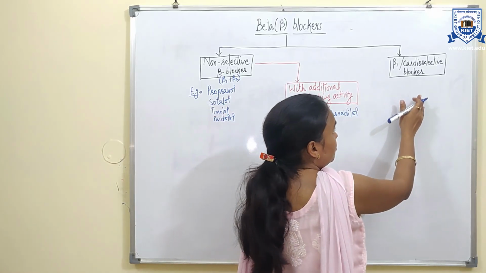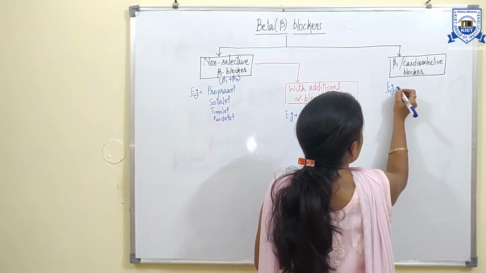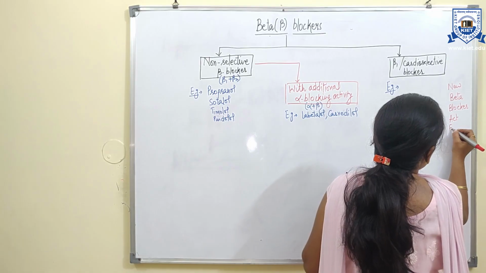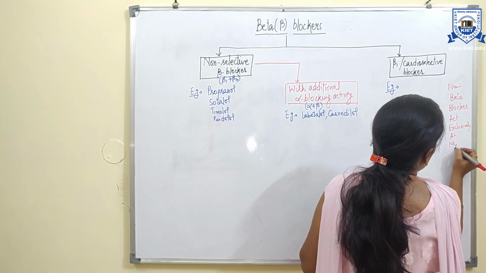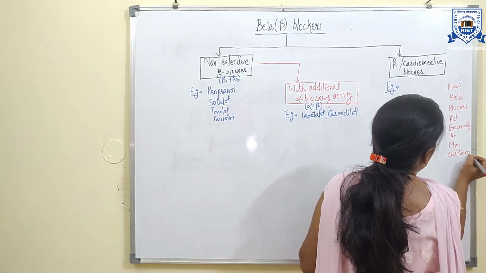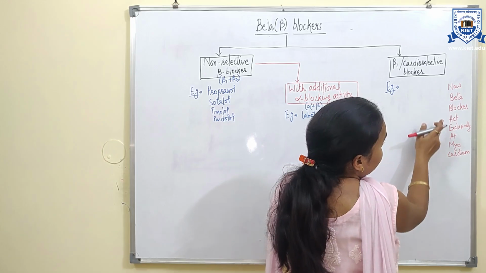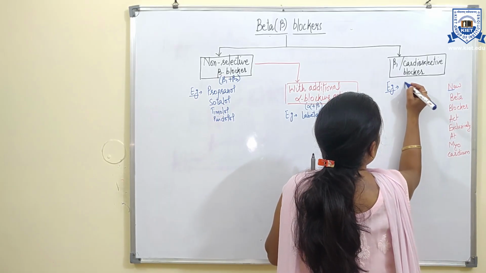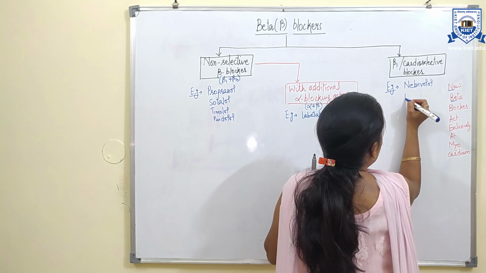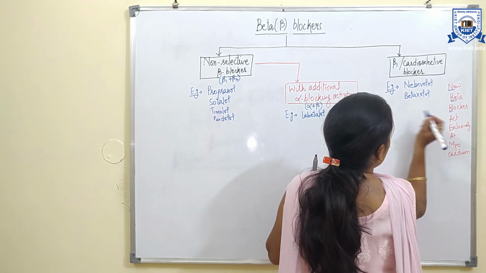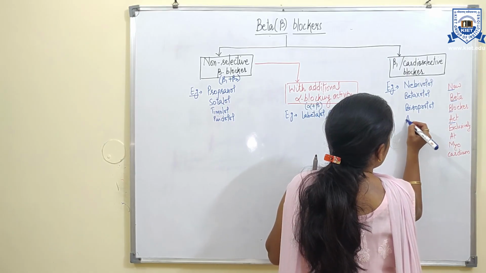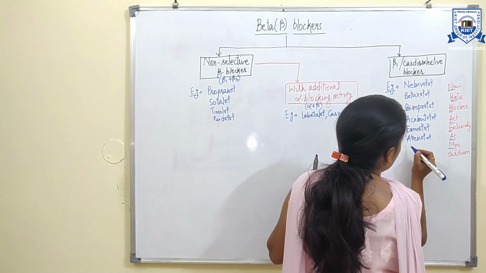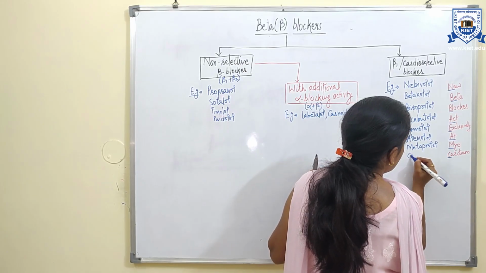Now the beta 1 or cardioselective blockers include 8 drugs. They can be learned with the mnemonic: New beta blockers act exclusively at myocardium. As the name indicates, these are the new beta blockers which act exclusively on the myocardium. So N, nebivolol; BE, betaxolol; B, bisoprolol; AC, acebutolol; E, esmolol; AT, atenolol; M, metoprolol; C, celiprolol.